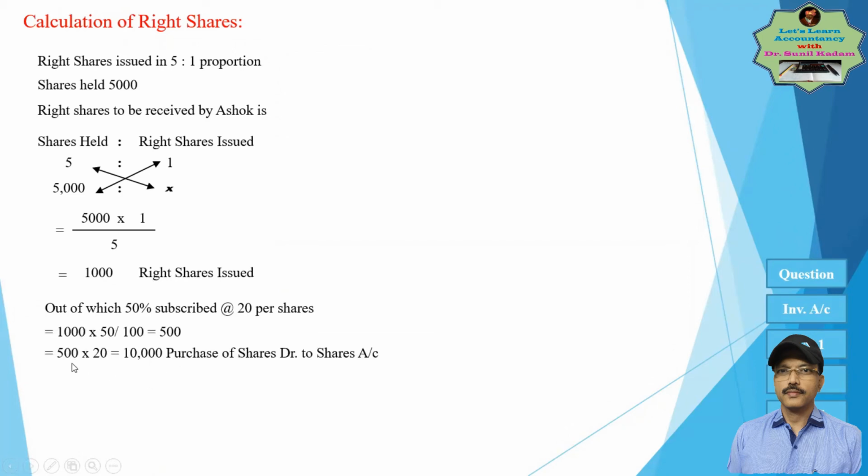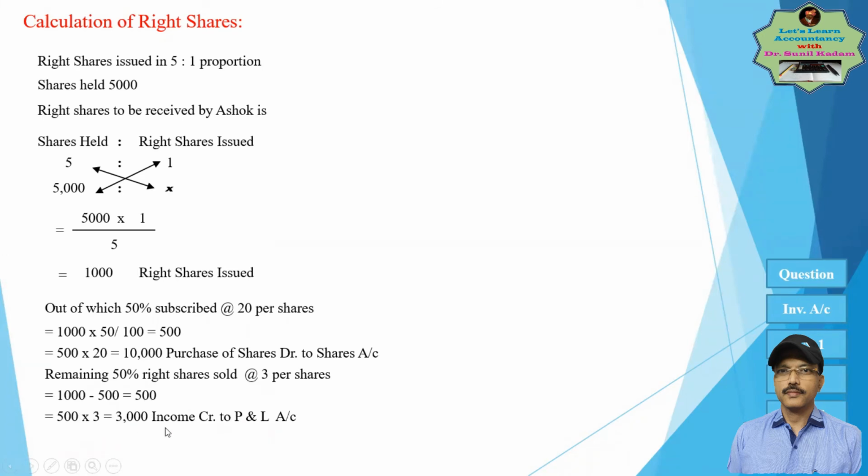Therefore, 500 into 20 equals 10,000, the purchase price of shares. That is the right shares purchased. And the remaining 50% shares are sold in the market at rupees 3 per share. Therefore, 1,000 was the right received. Out of it, 500 is taken, and the remaining 500, that is 500 into 3, is 3,000.